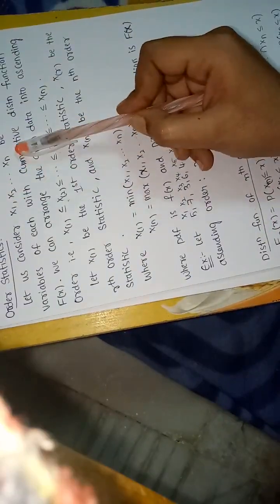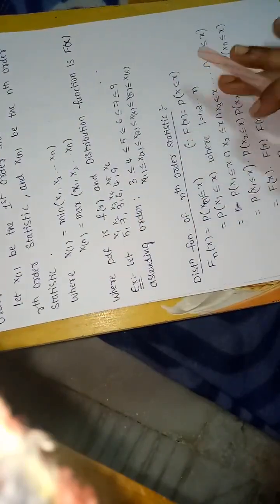What we have done here, that one only we have done here. Here also we are taking IID random variables and writing them in ascending order. Here also we are taking some random variables and writing in ascending order. This is the order statistic definition. This is the definition and this is the example.